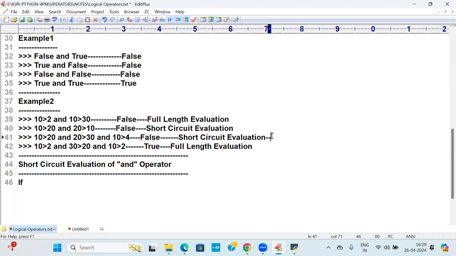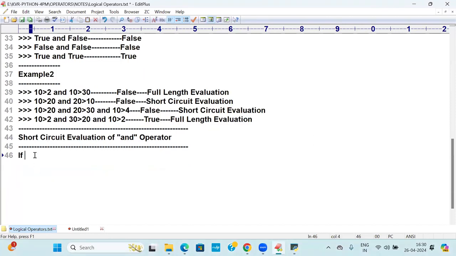This concept was invented by McCarthy. McCarthy is a scientist who designed this concept called short circuit evaluation. This concept is mostly used in processors to speed up the evaluation process. Shall I write now?